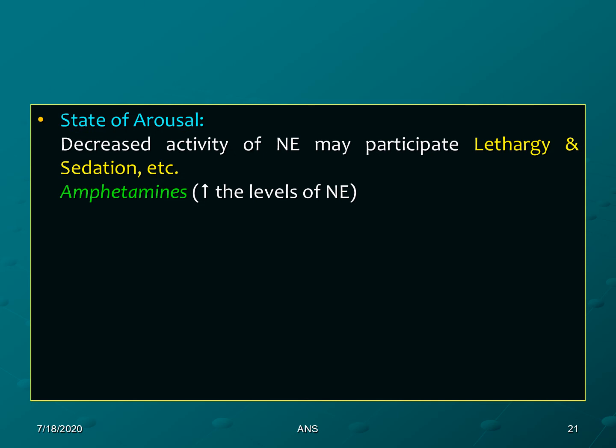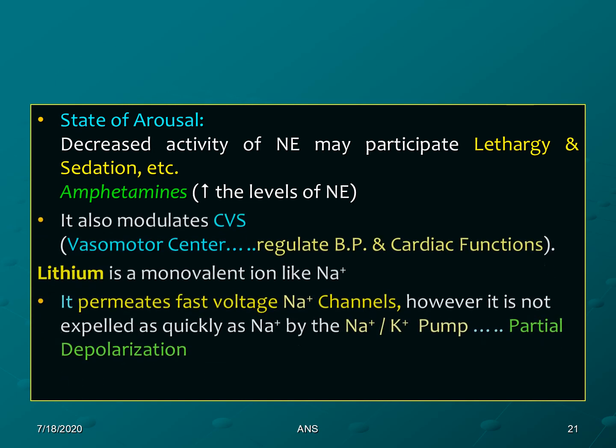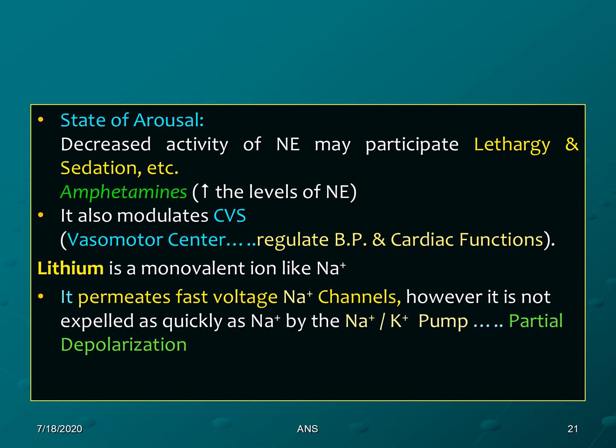It is also controlling the state of arousal. So decreased activity of norepinephrine may precipitate lethargy and sedation. So if there is some pathological lethargy or pathological sedation, narcolepsy, etc., we have to give amphetamine. They will increase the level of norepinephrine and the lethargic attitude will be changed. We have also studied that in the central nervous system, norepinephrine also modulates the cardiovascular system through the vasomotor center, controlling and regulating blood pressure and cardiac function.